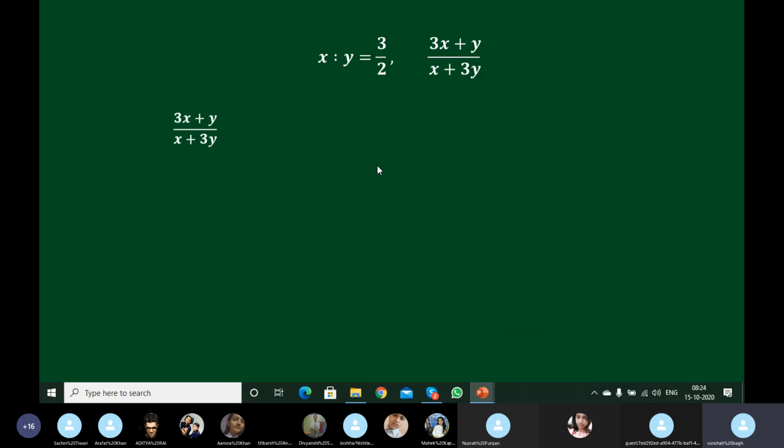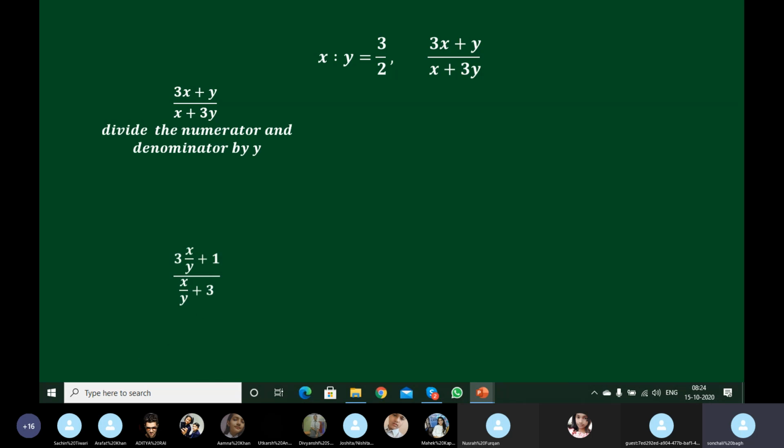So, see, you can divide the numerator by y and divide the denominator by y. On dividing the numerator by y, we are left with 3x upon y and the other y cancels, so we are left with 1. Similarly, in the denominator, x divided by y is x upon y, and 3 into y upon y cancels, we are left with 3. Understood or not?